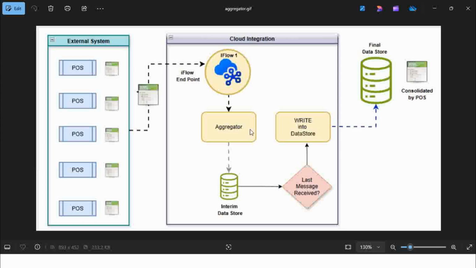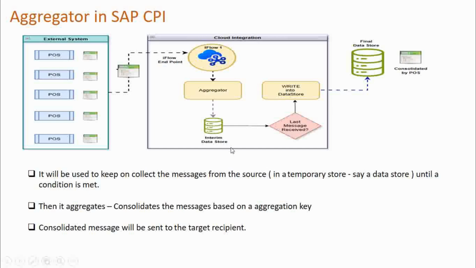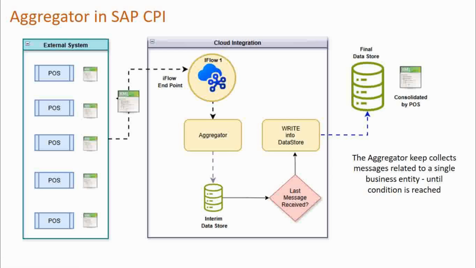Once that is received, I am going to write it in a final data store with the messages for further processing. So effectively, the aggregator keeps on collecting the messages related to a single business entity until a condition is reached. Till then, those messages will not be received by the recipient. Once the condition is met, the aggregator consolidates and releases that consolidated message.